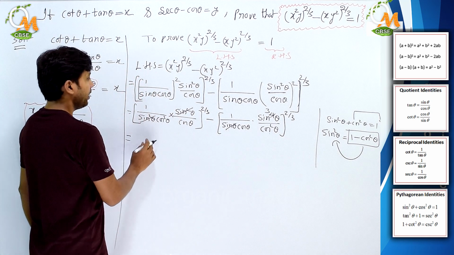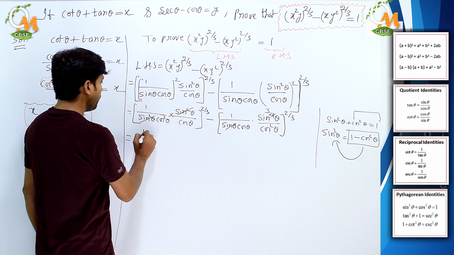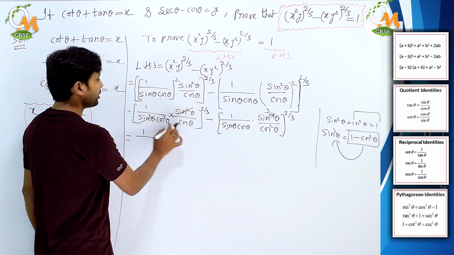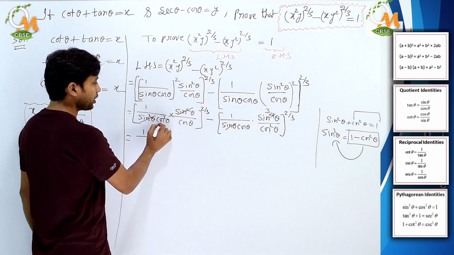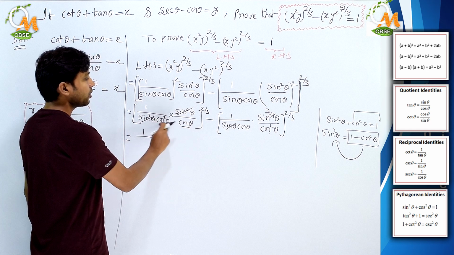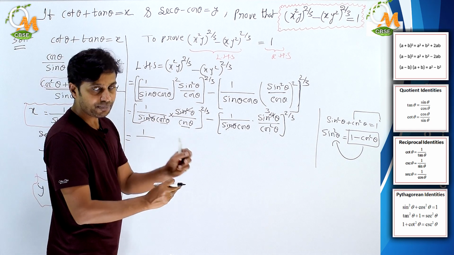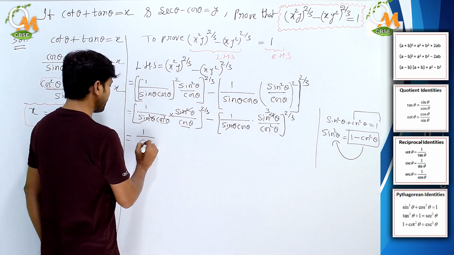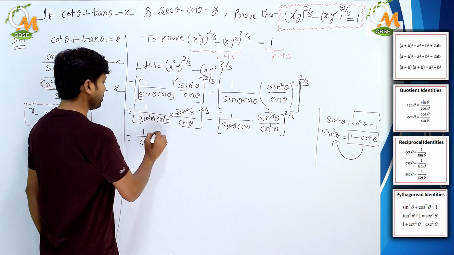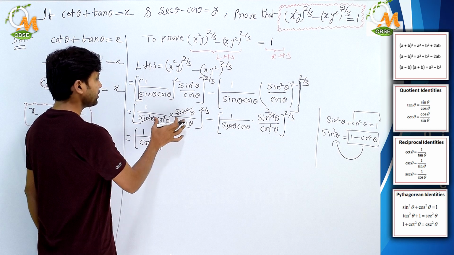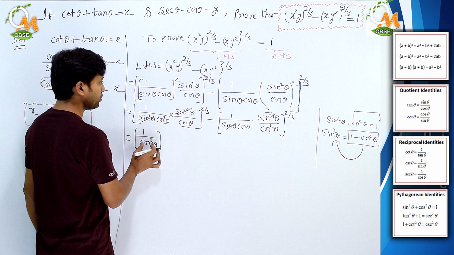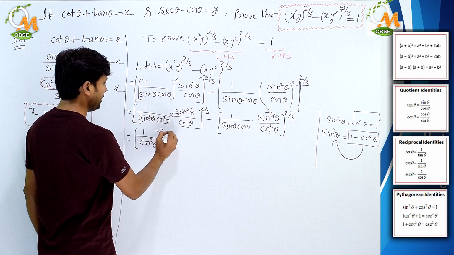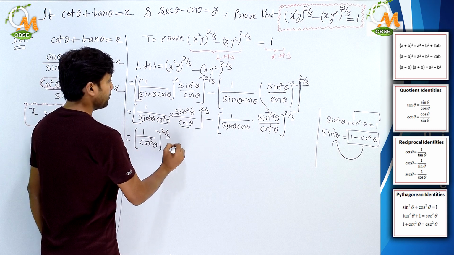See here, now what is left over? 1 by cos square theta into, see remaining all the terms are cancelled, only cos square theta and cos theta are left. Cos square theta and cos theta are multiplied to get cos cube theta. So this much expression is reduced to this much, whole to the power 2 by 3. Again we write, minus.